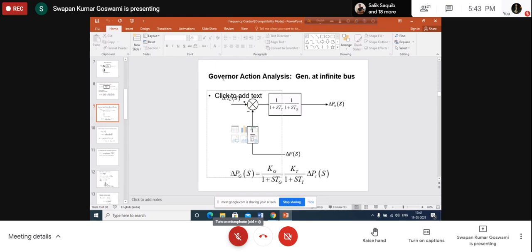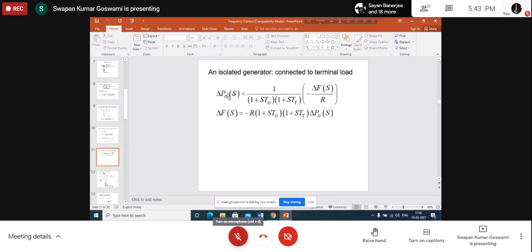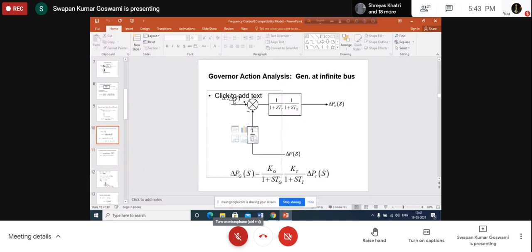Okay, so what you will see is that the speed changer position is not being changed. So what can we write? The KG KT product we have set equal to 1. So we can now write that del PGS, from this relation, del PCS we may write this is 0. Del PGS equal to minus del Fs by R into 1 by 1 plus STG, 1 by 1 plus STT. This is what we should be writing.